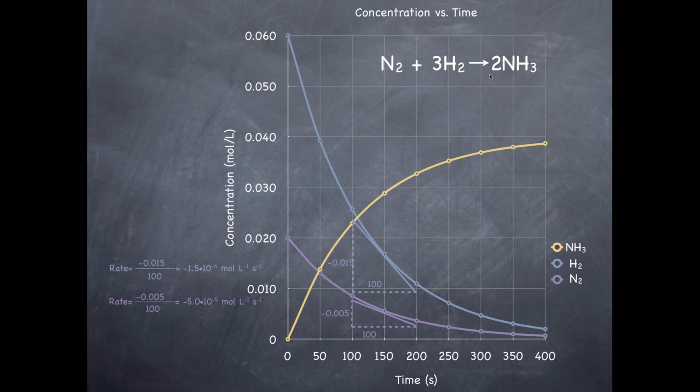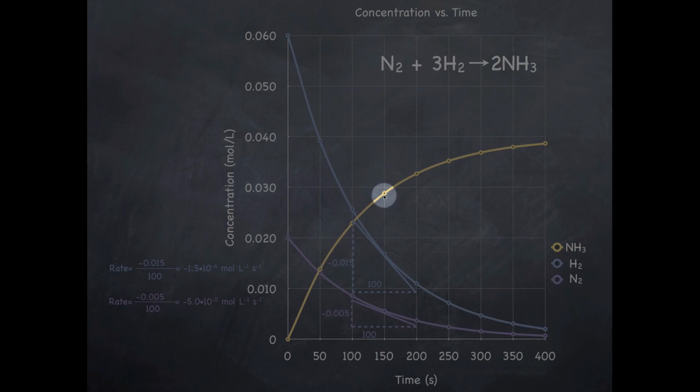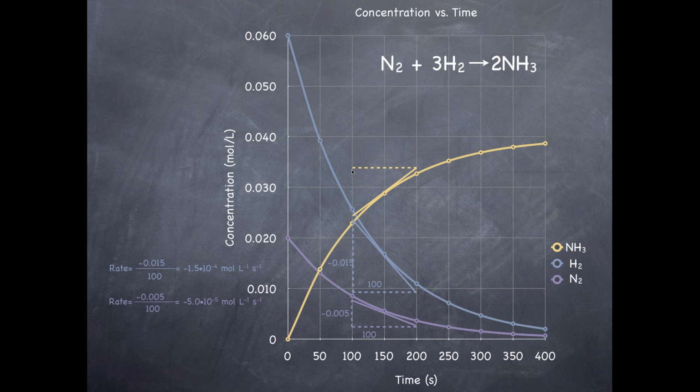Finally, we can look at our product, the ammonia, and again, at that same 150 seconds after the reaction has started, we will have a line tangent to the curve, and we're going to look for the same horizontal and vertical changes. Again, our time is 100 seconds. This time, the concentration change is a positive 0.01. That positive indicates that we are creating ammonia. When we look at the rate, we have that concentration change divided by the time, giving us a positive rate of 1.0 times 10 to the negative 4th.